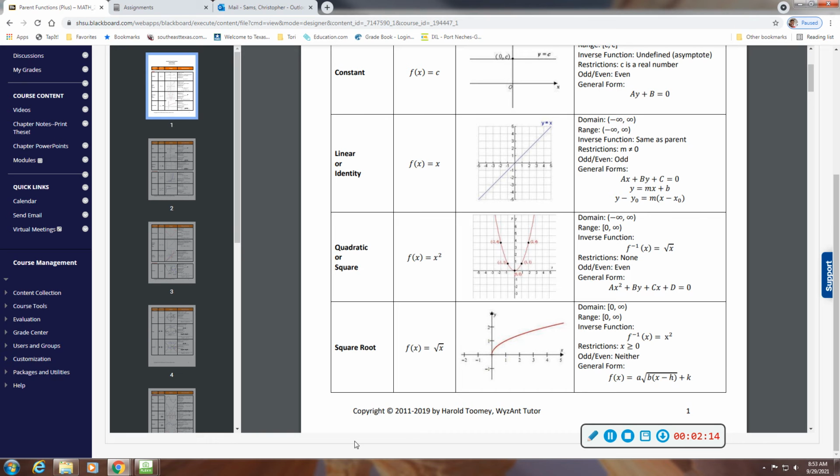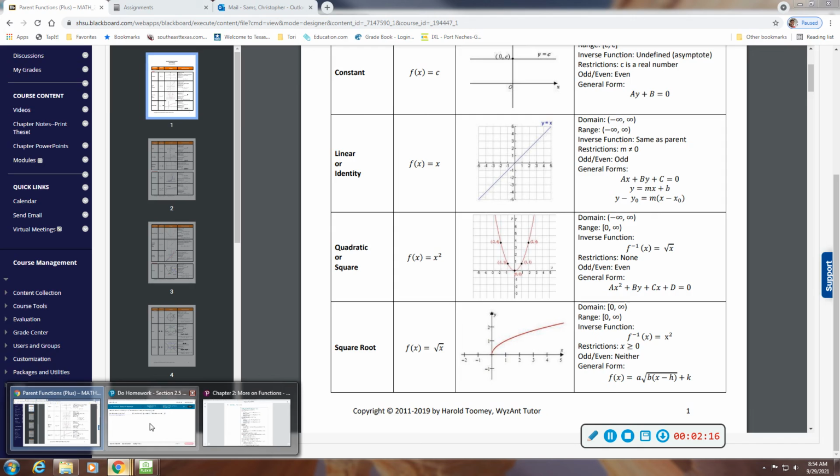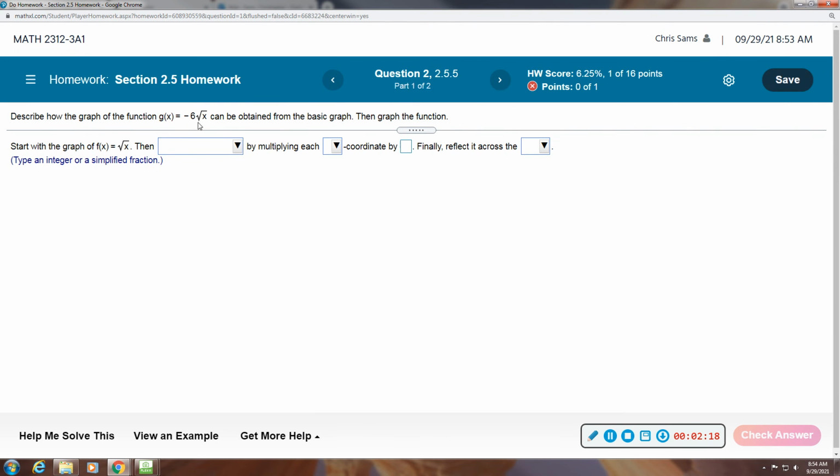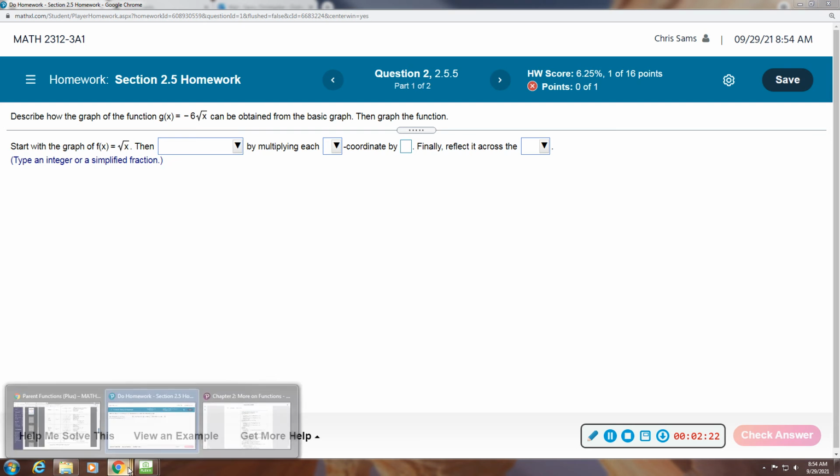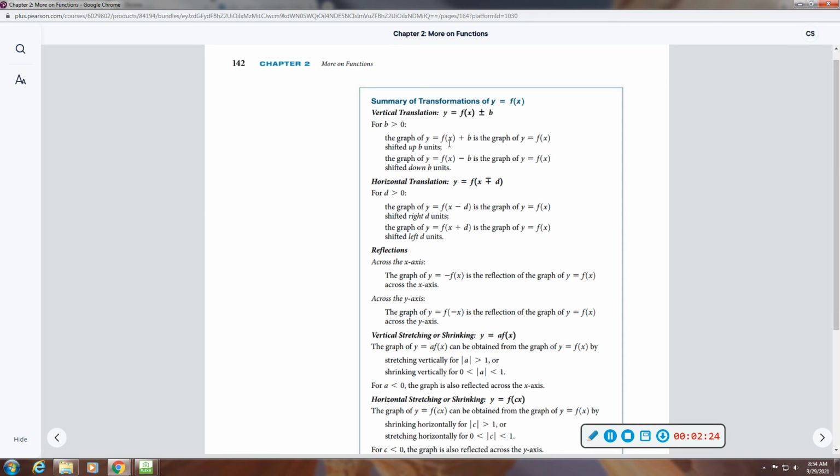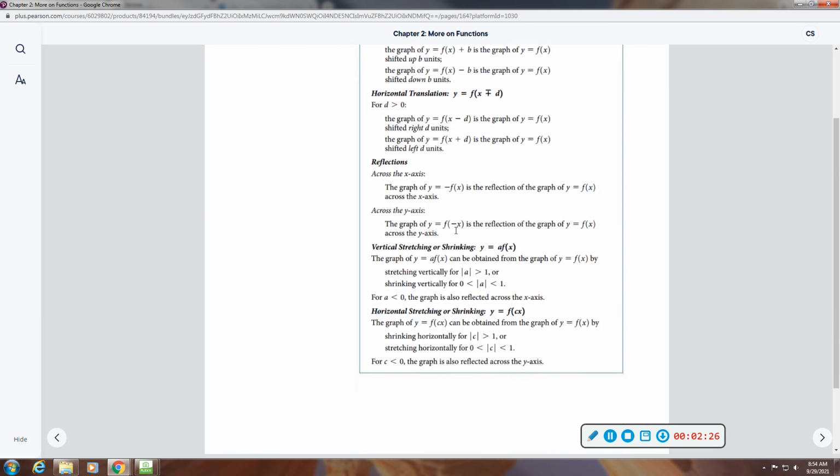When I look at the problem here, I notice there's a -6 out front. So I need to figure out what that -6 is doing. When I go back to the textbook showing me what's going on, that corresponds to this number being out front. So what we get is that number, a, the absolute value of that is going to be 6. It is greater than 1, so it's going to stretch our graph vertically.